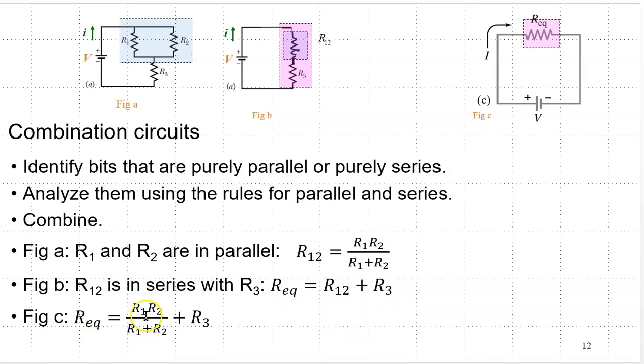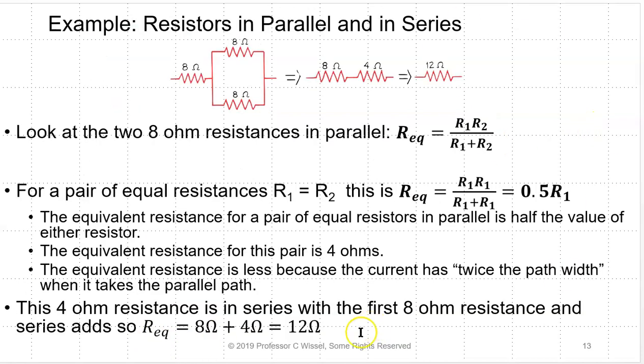R equivalent is R1, R2 divided by R1 plus R2, all plus R3. And that's what we've got here. So here's some more examples. We have a bunch of 8 ohm resistors. One's in series with 2 that are in parallel.